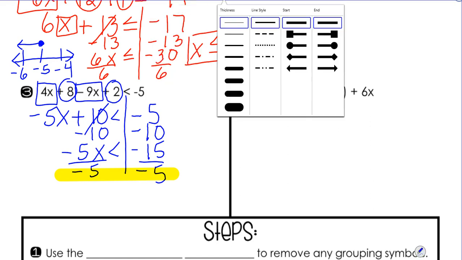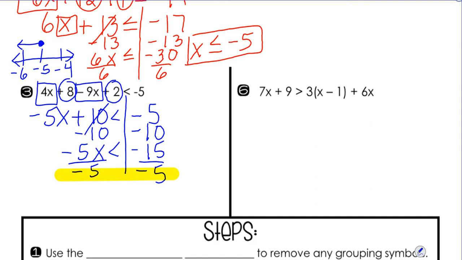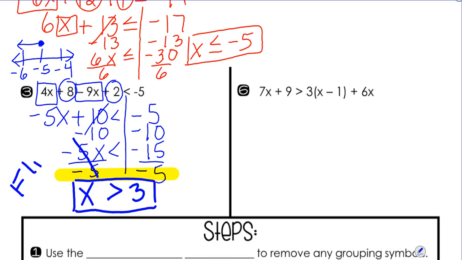So we're going to flip it from a greater than, or excuse me, less than to a greater than sign. So your answer is going to be x is actually greater than +3. And we had to flip. I'm going to write that in my notes so I remember I have to flip whenever I multiply or divide by a negative.